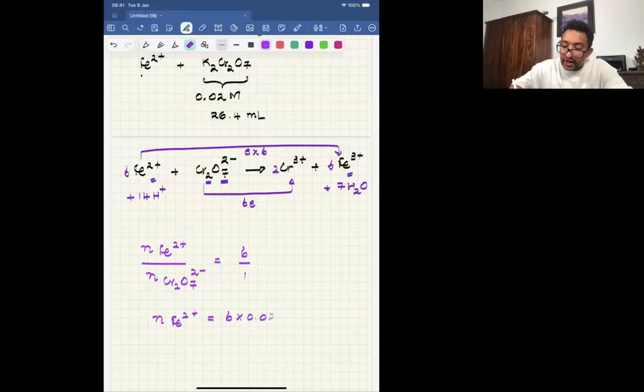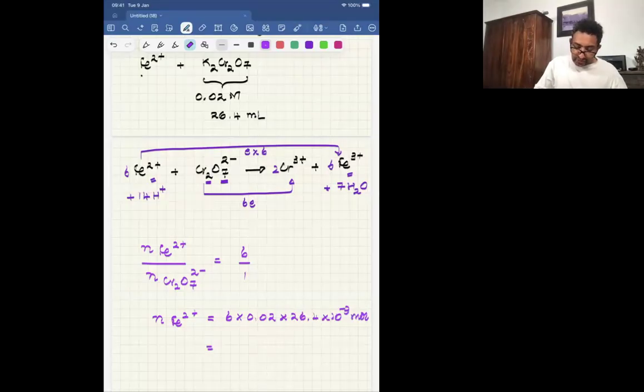0.02 times 26.4 times 10 to the power minus 3 moles. What is that amount? 6 times 0.02 times 26.4 times 10 to the power minus 3 is 3.168. That is 3.168 times 10 to the power minus 3 moles.